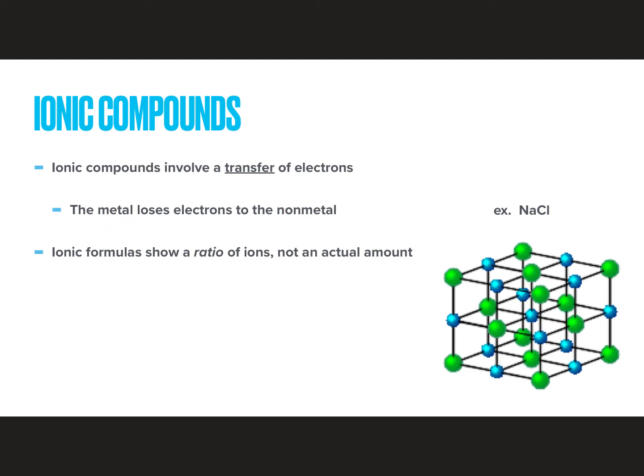An ionic formula, such as NaCl, is not an actual molecule. It's a ratio of ions. So there is no such thing as just one little piece of NaCl. What it is called is a crystal structure that has a ratio of 1 sodium to 1 chlorine. This is what it looks like. This is an infinite structure, meaning it keeps repeating over and over again, but the overall ratio is always 1 sodium to 1 chlorine. That's what an ionic formula represents.